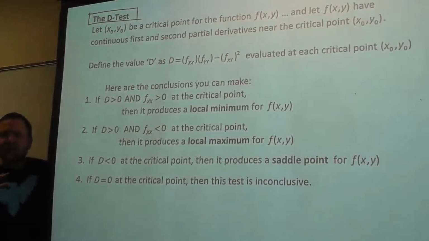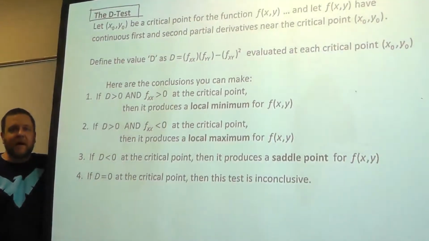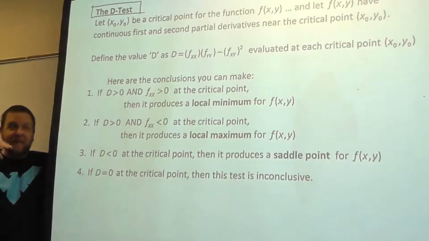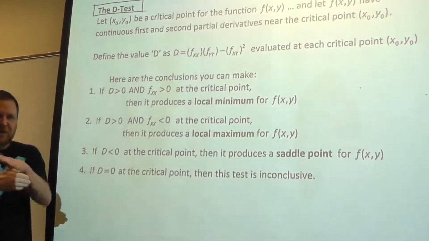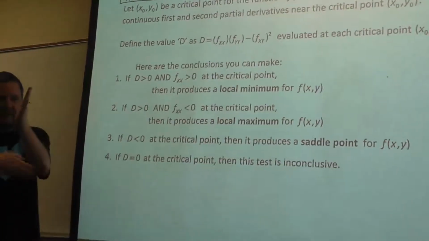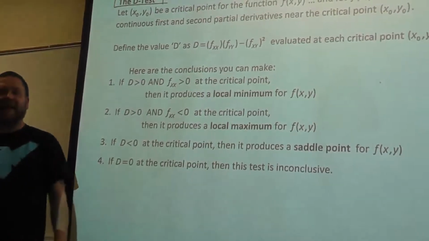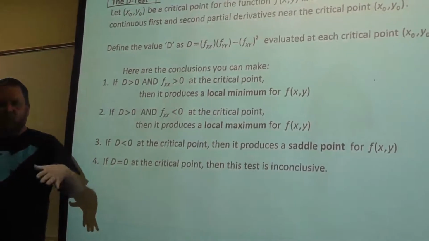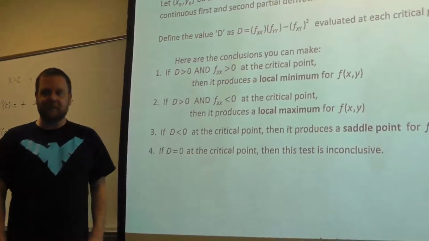If D gives you a negative value, there's no need to check your FXX or your FYY because you have mixed concavity in two directions. And it doesn't have to be in the X or the Y direction only. It could be maybe at 45 degrees from X and Y, maybe in this direction and that direction. But if you get a negative D value, you're guaranteed to have a saddle point because in one direction you're concave down, the other direction you're concave up, and that causes D to go negative.